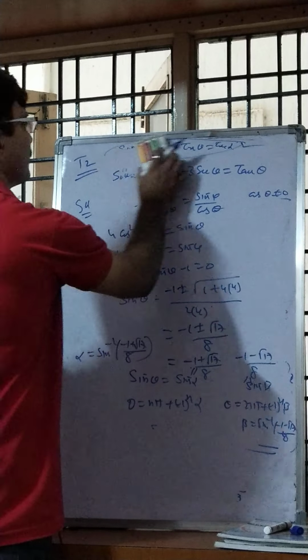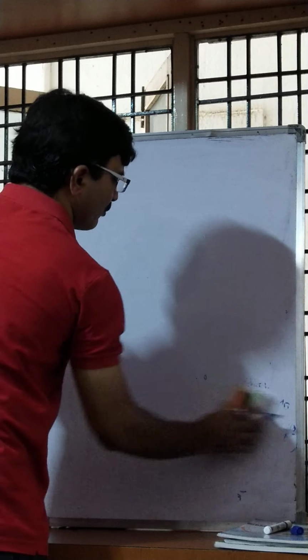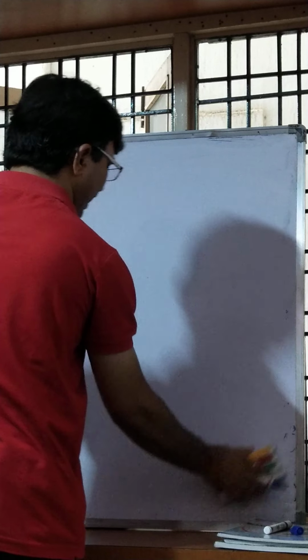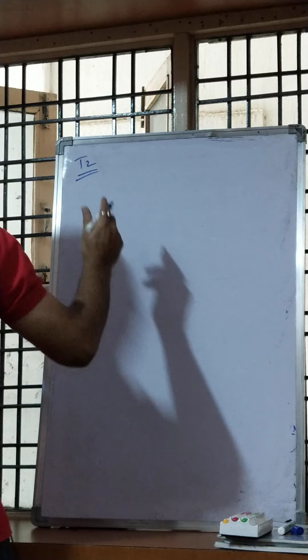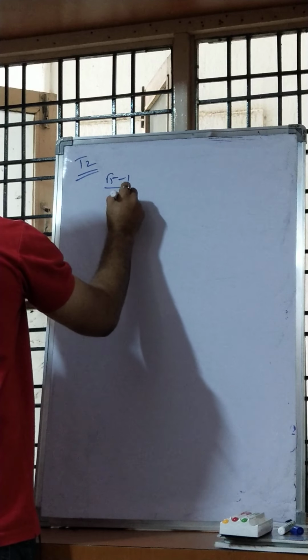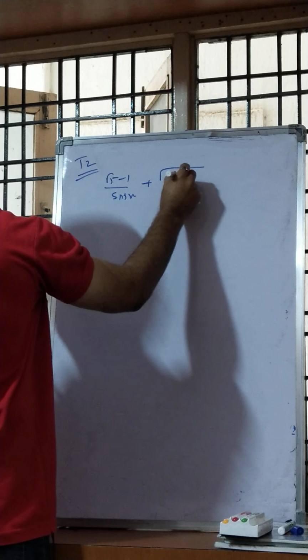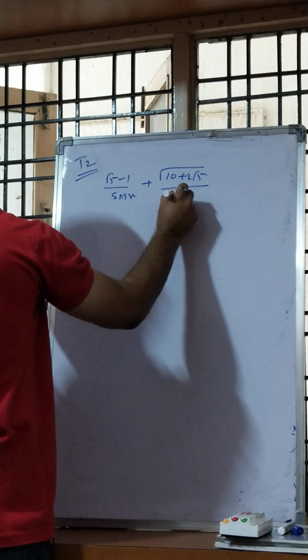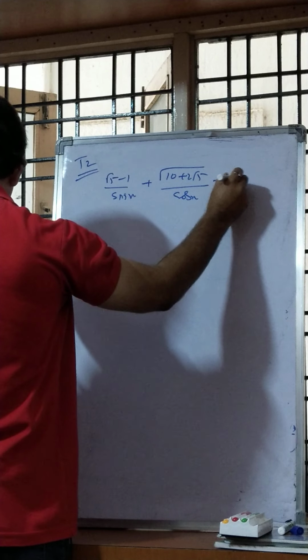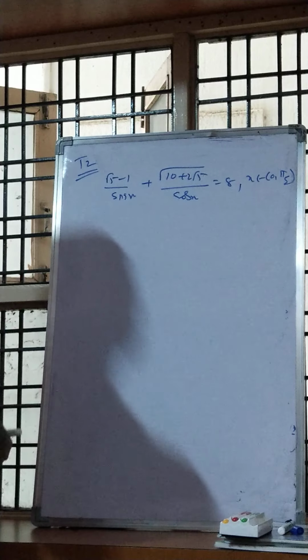One more I would like to explain. Sometimes you have to be careful about genuine values. Suppose the question is given like this: sin x plus root of (10 plus 2 root 5) divided by cos x is equal to 8, and he has given x from 0 to pi by 2.